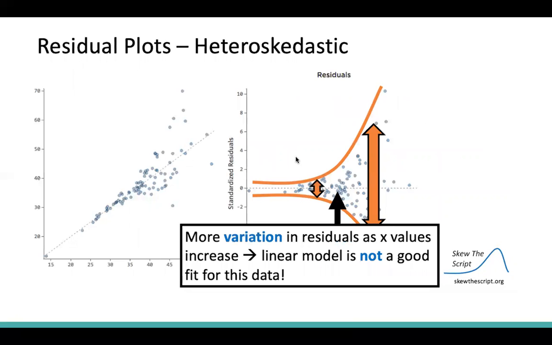polynomial. Another residual plot that indicates a problem with the model is if I get this heteroscedastic effect. That's basically when, as the x values increase, the variation increases. So like here, x gets bigger and bigger and bigger, I get this spray pattern. That means my model is not working great.